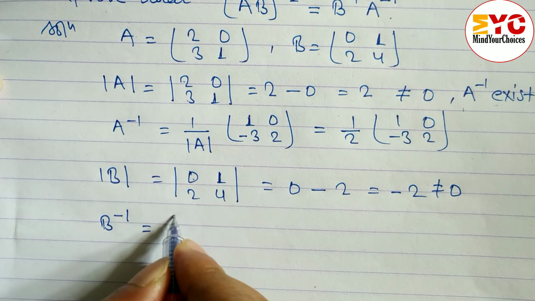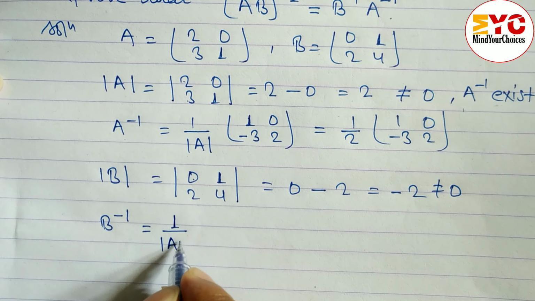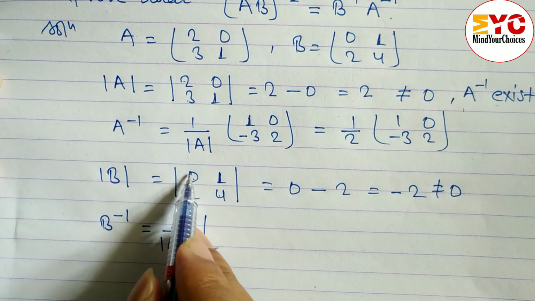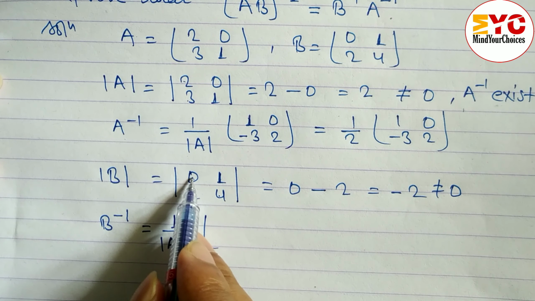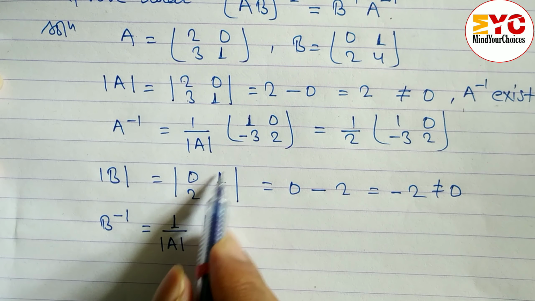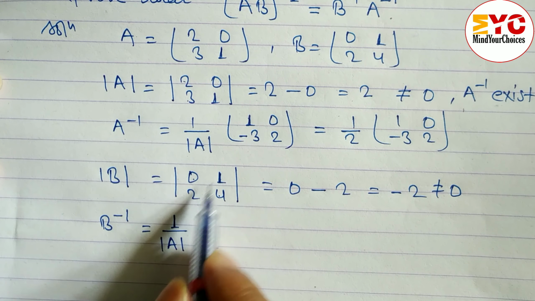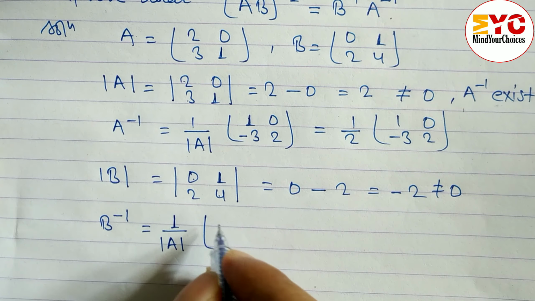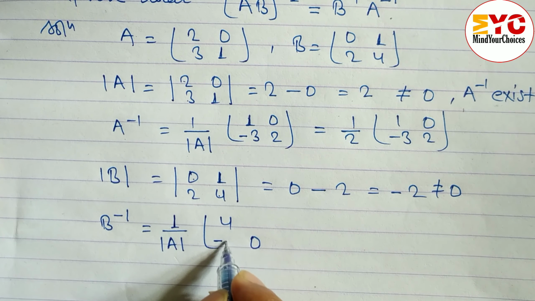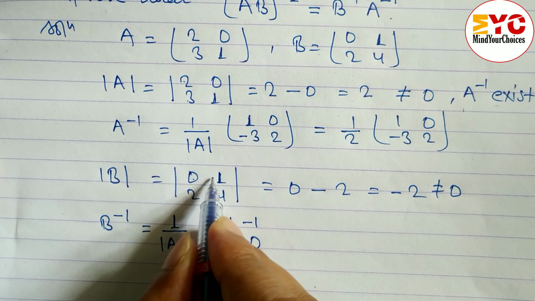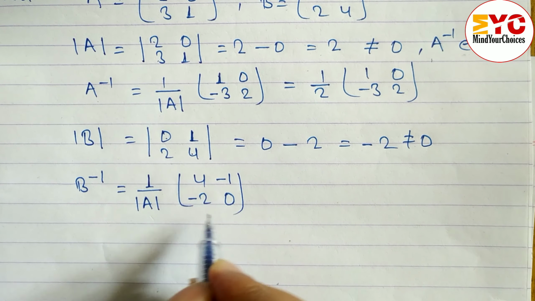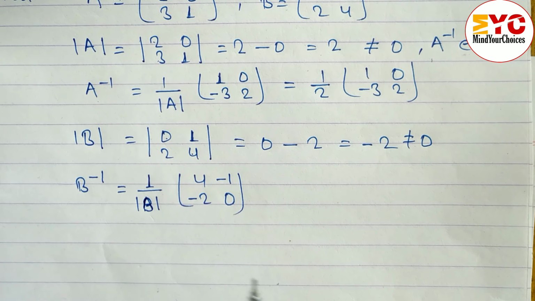To find B inverse, the formula is 1 by determinant B, and here we have to change the main diagonal. In the place of 0 we write 4, and in the place of 4 we write 0. For the non-diagonal elements we have to change the sign: multiply by minus, so here minus 2, and here minus 1. Here we write B.